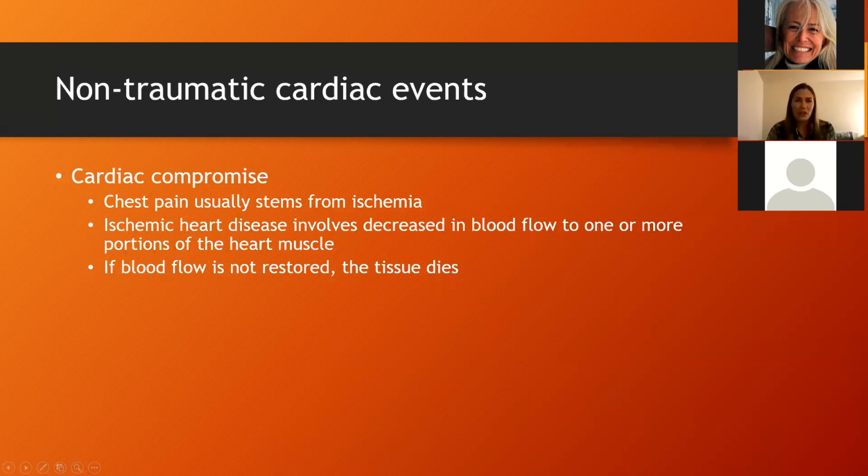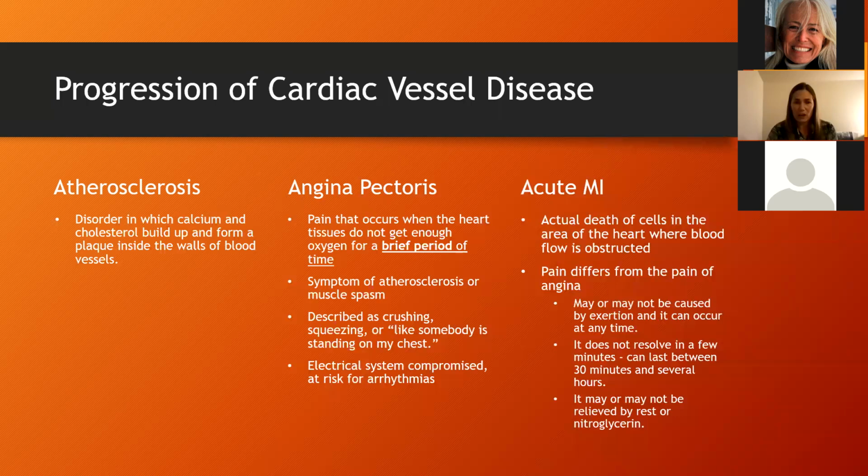Progression of cardiac vessel disease, it starts with atherosclerosis. This is where you get buildup of calcium and cholesterol inside the vessel walls that create plaque. As that plaque starts to slow down the flow of blood or decrease blood flow, people can get what's called angina pectoris. So this is a pain that occurs when the heart tissue does not get enough oxygen just for a brief period of time.